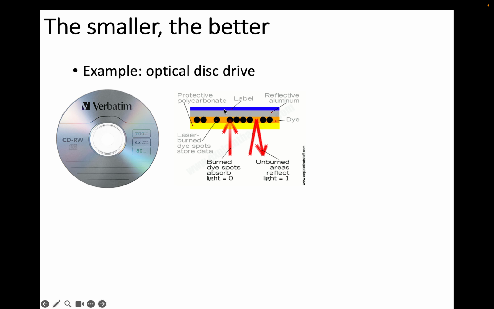And then below this label, there is a reflective aluminum coating. And then below that, there is a die. And below that, there is another layer. But this die is essentially used to store the data points. Basically, you are creating 0 and 1.